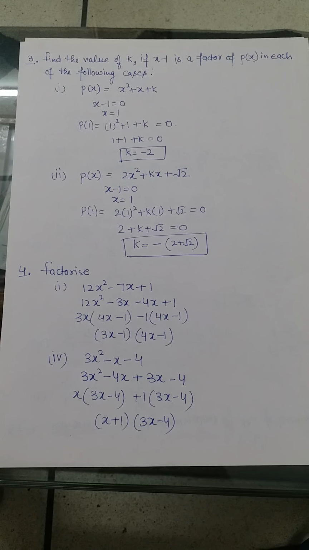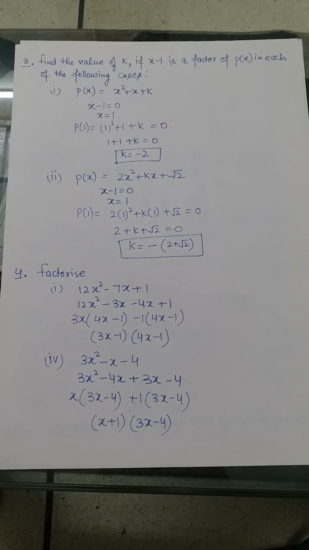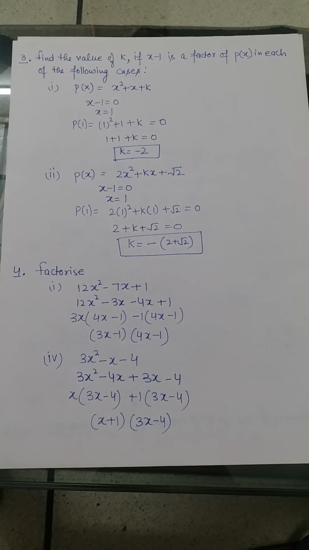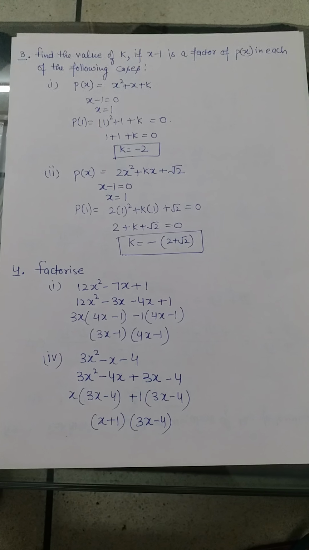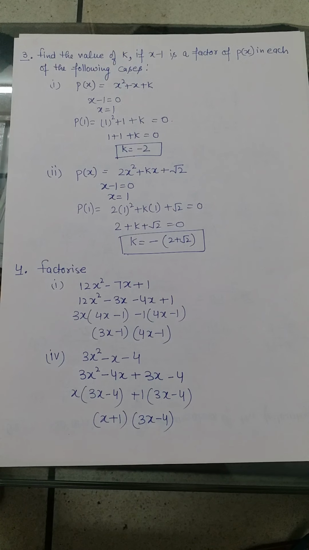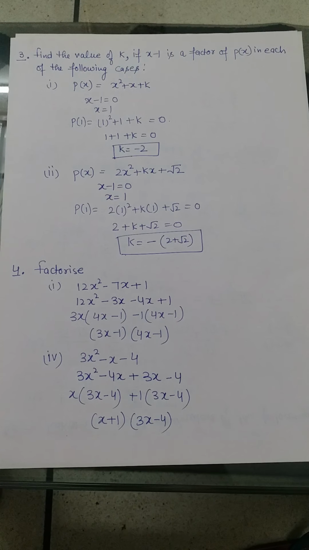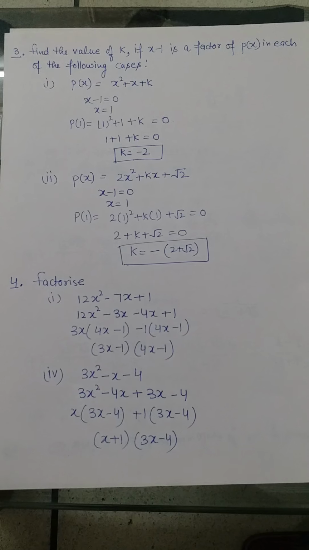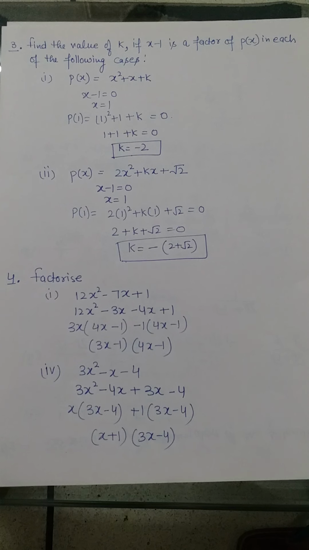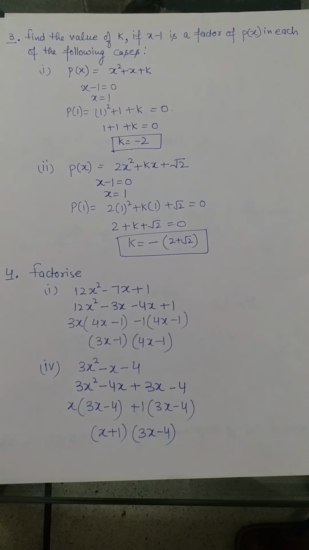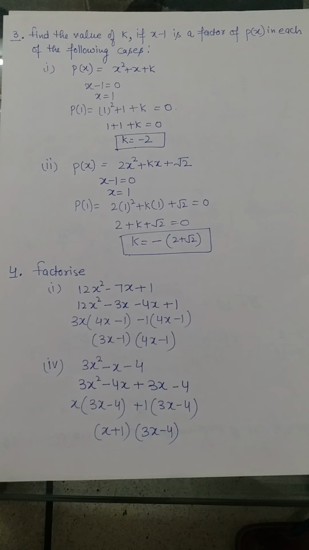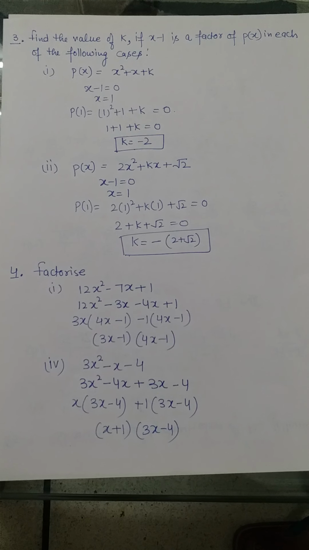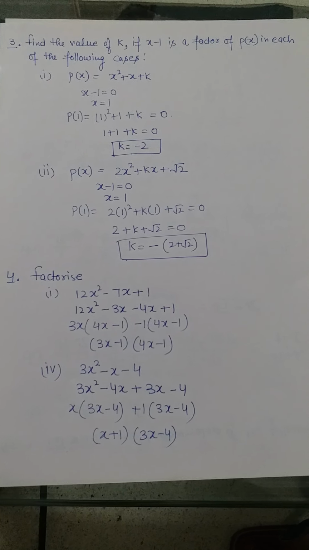Now put x equals 1 in the given polynomial, like we have to find out p(1). It means we have to put x equals 1 and we set it equal to 0, because it is already given that x minus 1 is a factor of the polynomial. If it is a factor, it means the remainder is 0. So when we put x equals 1, it gives us the remainder as 0. From there we can find out the value of k. Similarly in the second part.